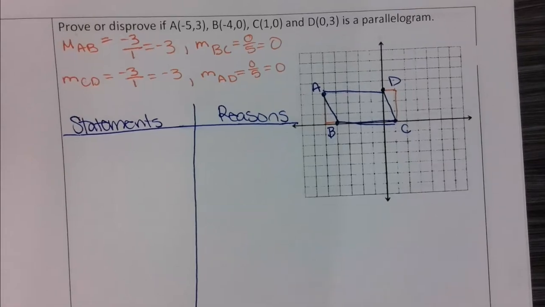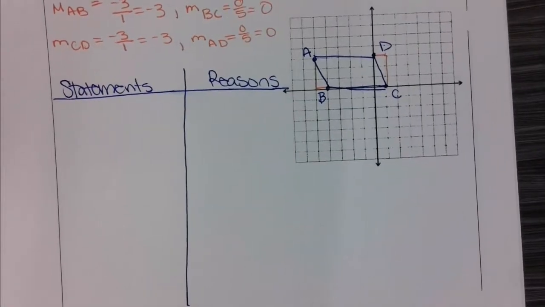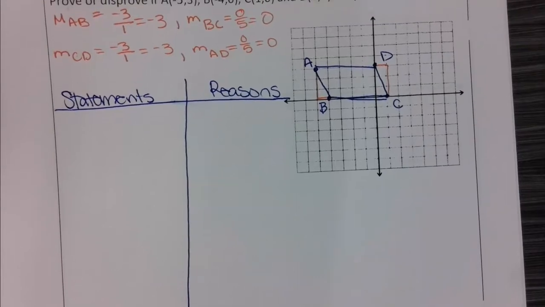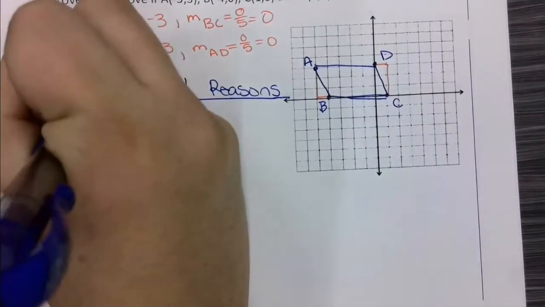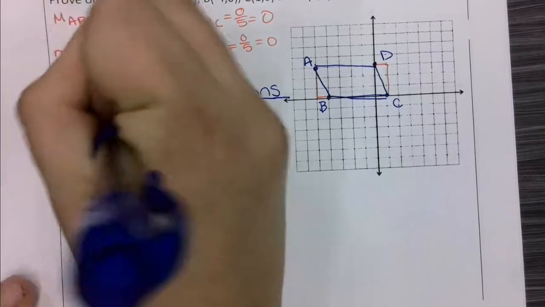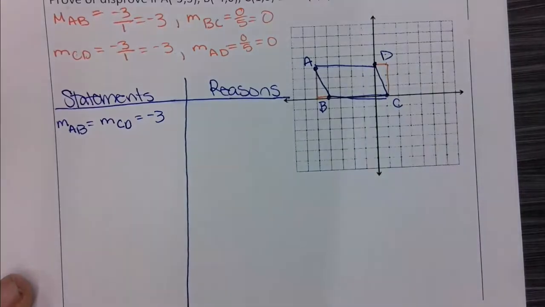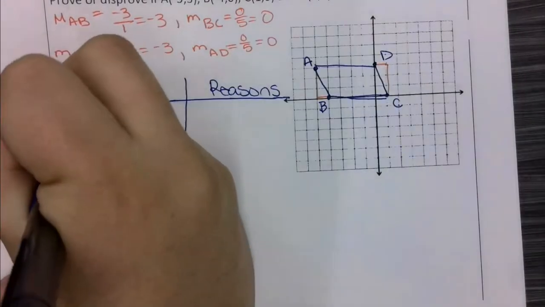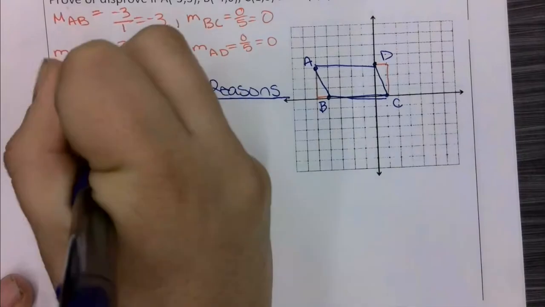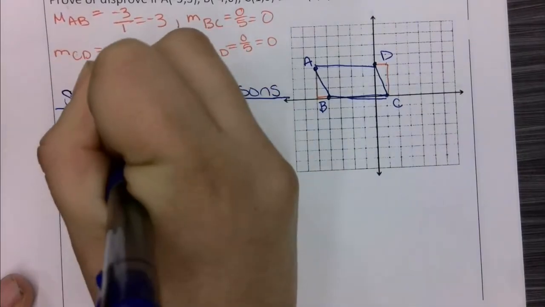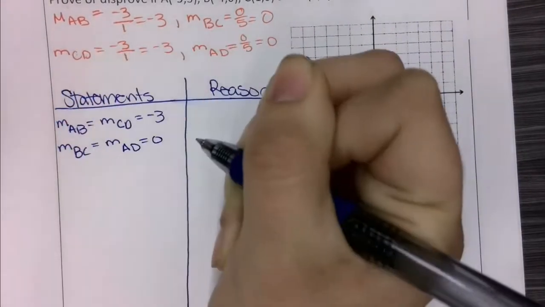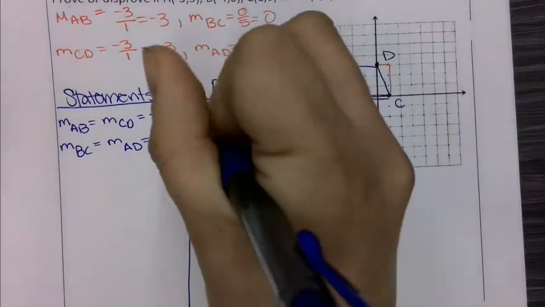Okay. So, what do I want to start off with? What do I know? Okay, so I know that my slopes for AB and CD are both negative 3. Then I also know that BC and AD are the same. And this was by the slope formula.